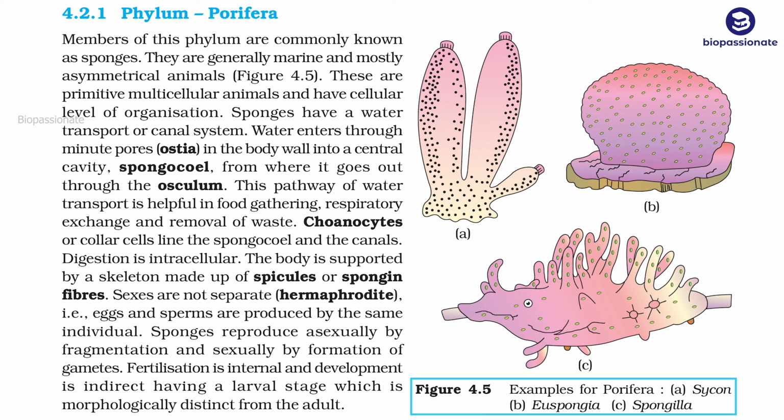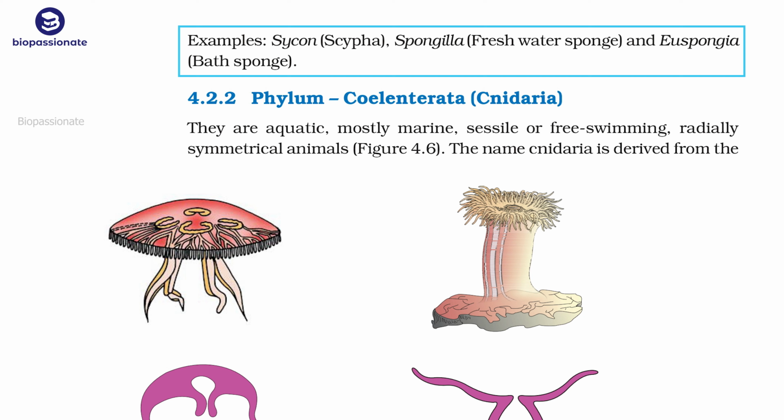Figure 4.5. Examples for Porifera. A. Scypha, B. Euspongia, C. Spongilla. Examples: Scypha, Sycon, Spongilla, freshwater sponge, and Euspongia, bath sponge.